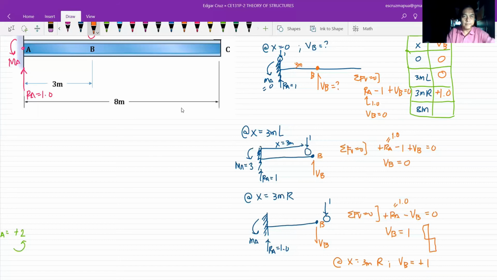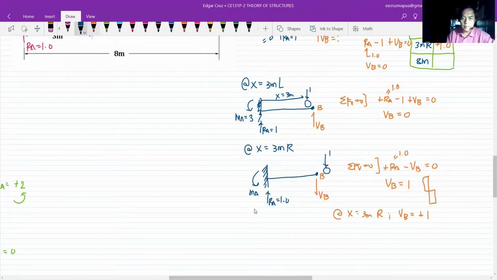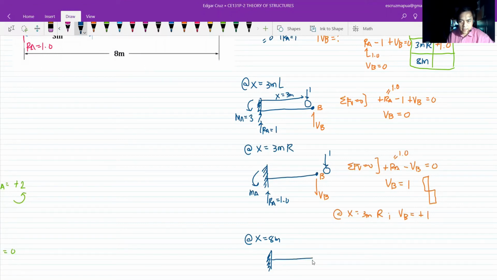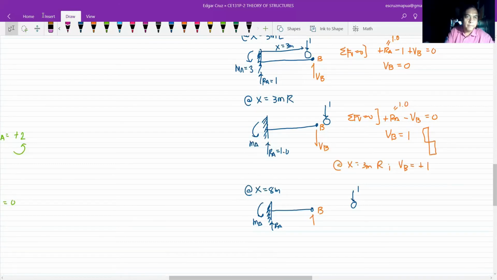Okay, then last, how about at x equals 8 meters? At x equals 8 meters, okay, so drawing uli natin. So ito ngayon, no? Tas puputulin natin siya. Nandito yung unit load sa 8 meters. Diba? So may RA tayo rito, may moment sa A tayo rito. Pero yung point B natin, nandito. So considering the left segment, hindi nakasali yung 1 unit load dito kasi nasa 8 meters siya eh. So most likely pababa, kasi yung RA natin pataas eh. So para mag-equilibrium yan, yung shear natin sa B would be pababa.